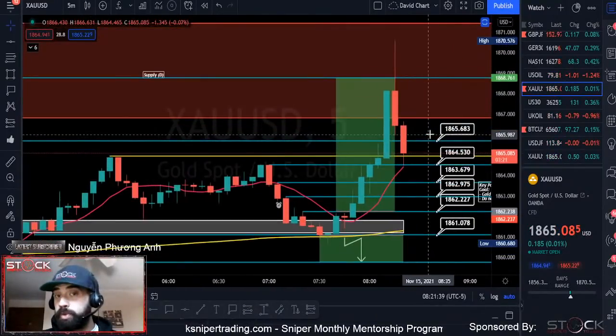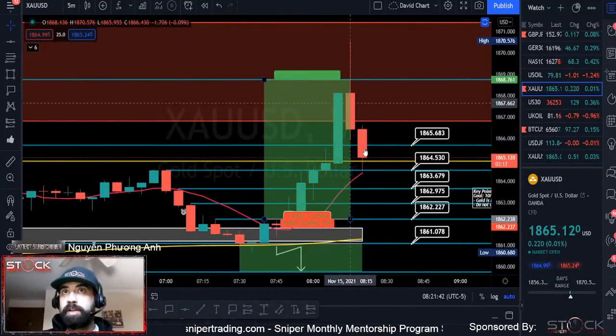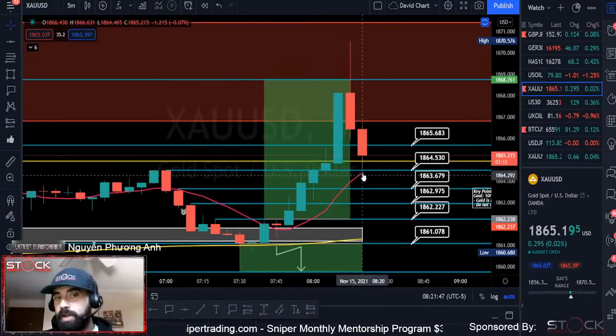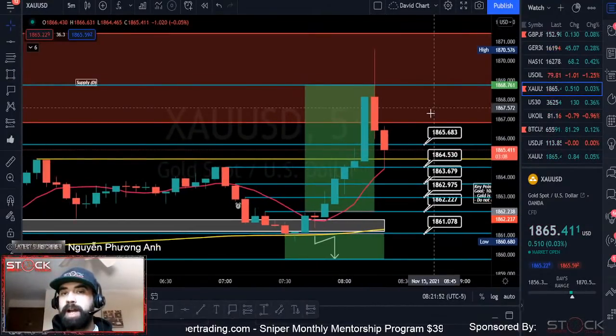Okay, look at gold. Remember I told you guys, get that reversal starting to happen here. Exit out. Remember I talked to you about the 9 EMA. It's now acting as support here.